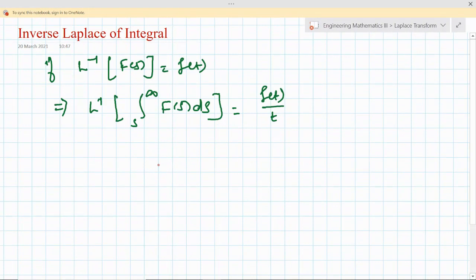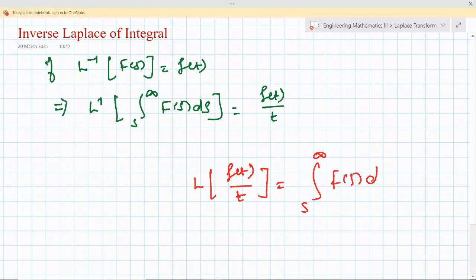Now next is inverse Laplace of an integral. What is inverse Laplace of an integral? If you have seen the Laplace of division by t property in the Laplace transform, what is that? It is integral from s to infinity of f of s ds. So same here that I have used. Just take the inverse of this, you will get this.